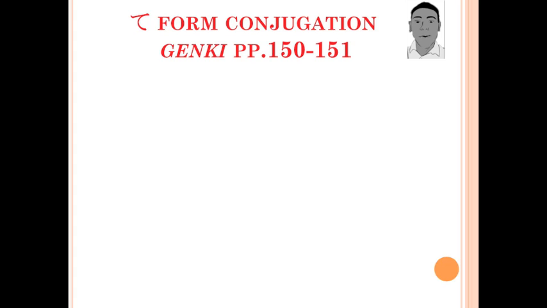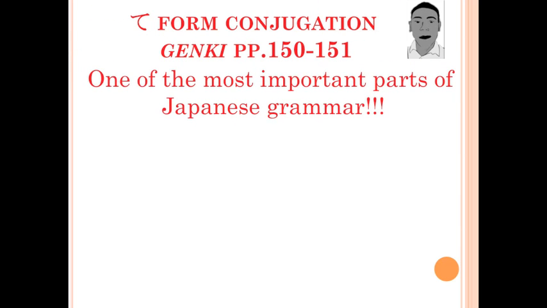It is based on pages 151 through 152 of Genki. The te form is one of the most important parts of Japanese grammar. Once you have mastered the te form, you will use this form in a variety of ways. Over the course of the next 2 lectures, for example, we will discuss 4 different ways you can use the te form. For this lecture, however, we will focus on learning how to conjugate the te form.